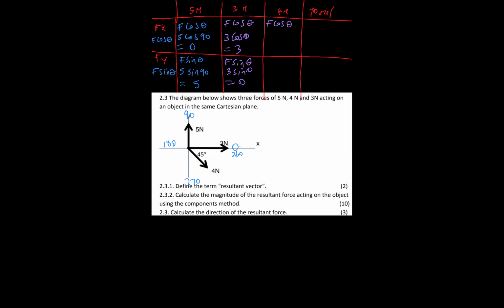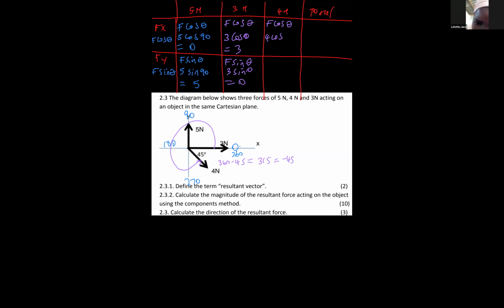F cos theta. So this is for 4 cos of, if you check, we're given 45 then. So 45 is not the angle. The angle, we count it this way, right? Meaning it is 360 minus 45, and the answer is 315. 315 is equivalent to negative 45. If you move in the negative direction, we're going to have negative 45. Is that clear?